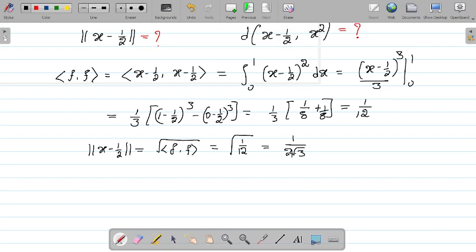Okay, so the next thing, let us try to find the distance between x minus 1/2 and x square with this inner product. So now I'd like to measure the distance between x minus 1/2 and x square. We know the distance between u and v is defined as the norm of u minus v. So this is nothing but the norm of x minus 1/2 minus x square.